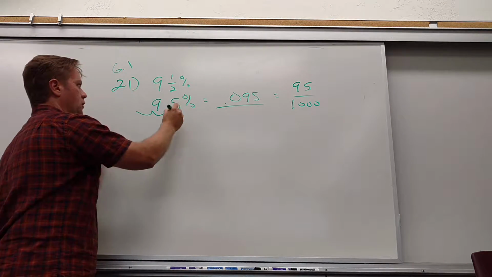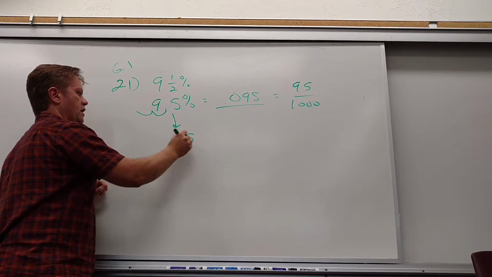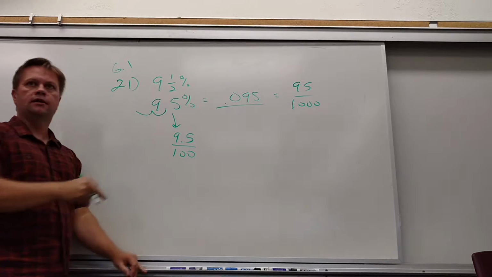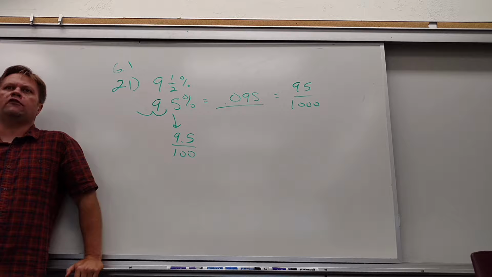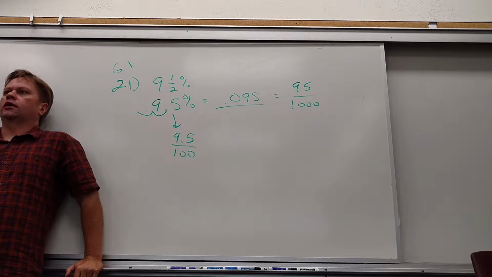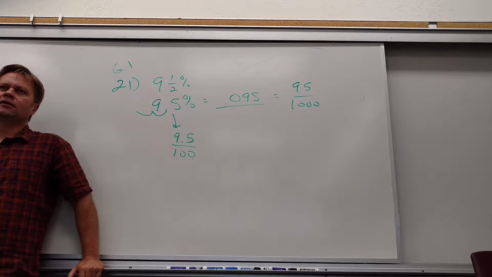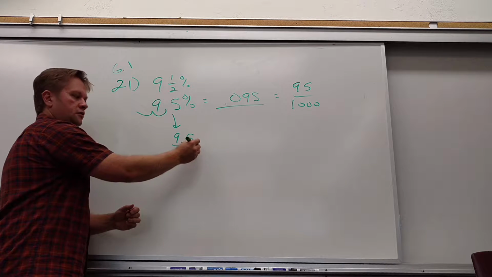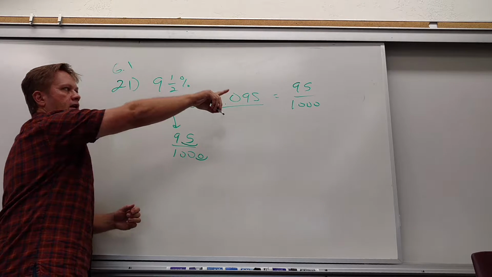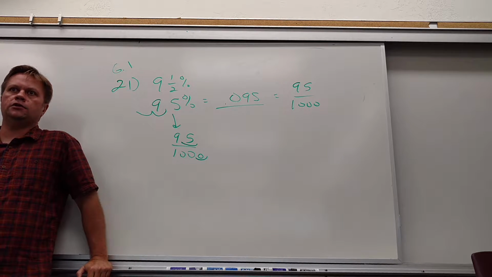Now real quick, if you went 9.5 out of 100, do you see why that's not acceptable? If I say make it a fraction, well, you gave me a decimal. I need it to be purely a fraction, but you remember the shortcut. If you move this over once, you move this over once, hey, 95 over 1,000, same answer.